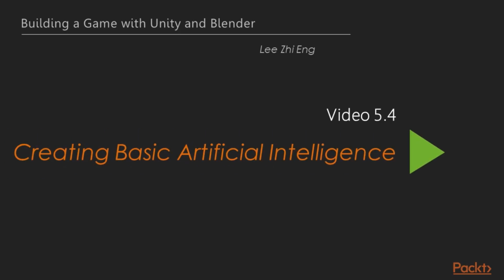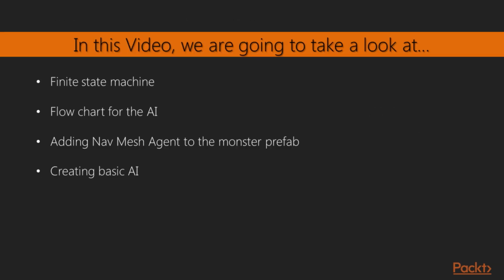Welcome to the last video of this section, Creating Basic Artificial Intelligence. In the previous video, we looked at the player inputs and character movements. In this video, we are going to talk about the finite state machine first and look at the flowchart for the AI. Then we will add a NavMesh agent to the monster prefab and create basic AI.